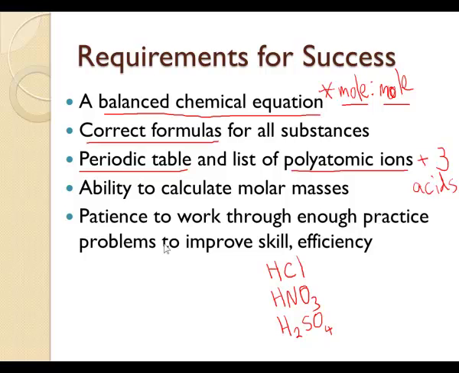You need to be able to calculate molar masses, and this is again something we've done for a long time. This is not new to this unit. Look at the periodic table, use the atomic masses of the different elements, multiply those by the numbers of atoms of each element in the formula, and then add everything up to get the molar mass of the whole compound.